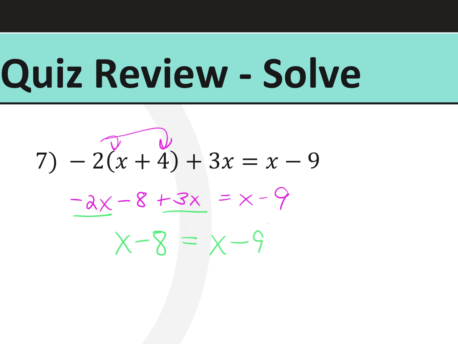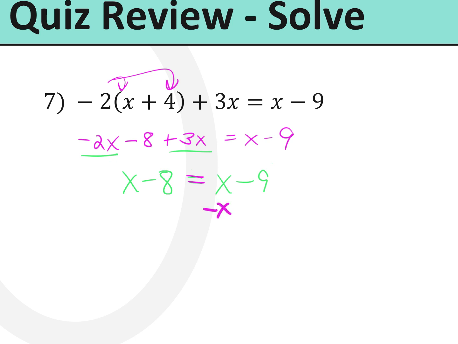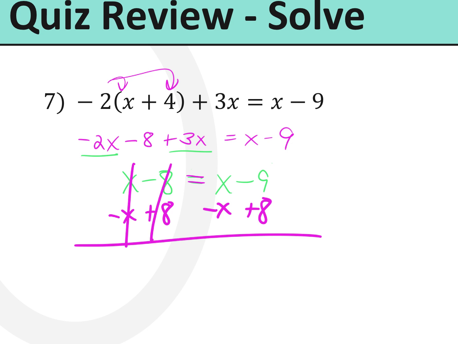Now, I think I see something here, but I'm not going to just jump the gun. I'm going to continue the problem just to make sure that I don't make a silly mistake. I'm going to subtract x from both sides, and I'm going to add 8 to both sides. You guys agree with me? Yes? So what happens over here? My x's cancel, and so does this. This becomes 0, yeah? On the right-hand side, x's cancel. This becomes what? Negative 1.